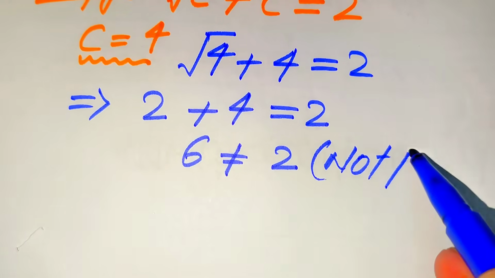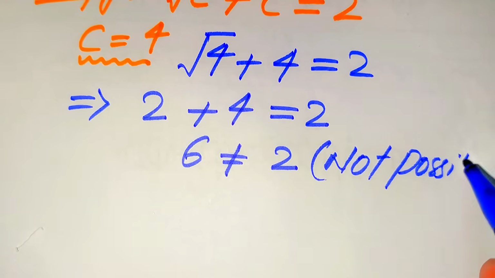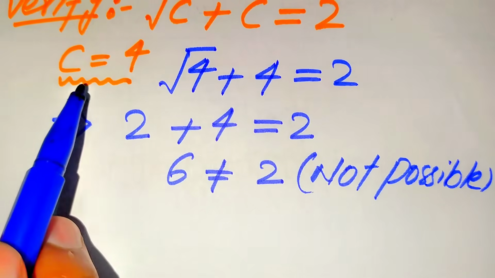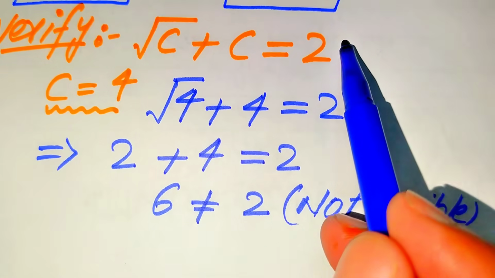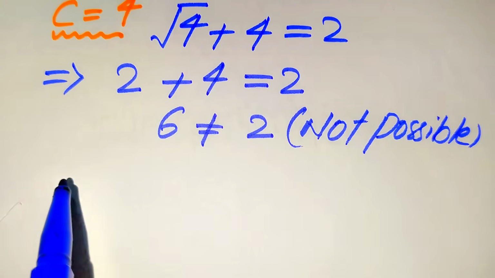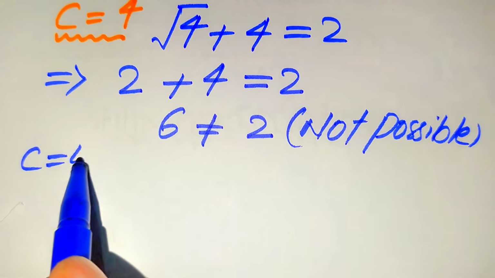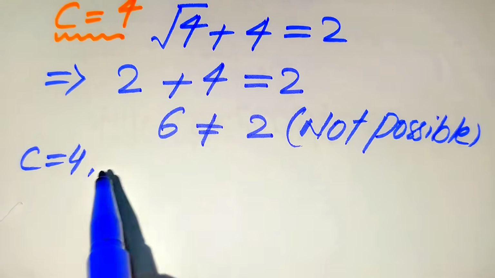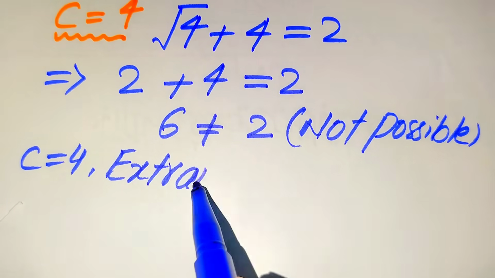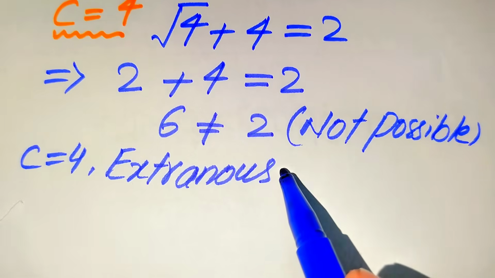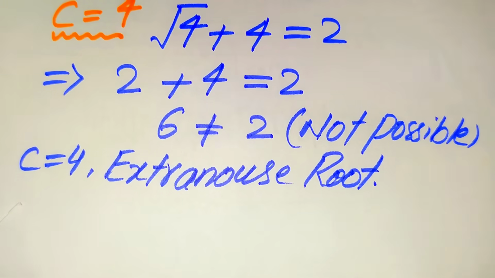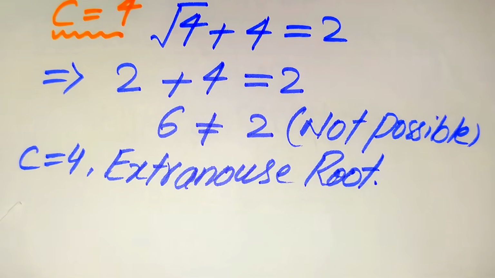It is not possible. So if it is not possible, this means that the value c is equal to 4 does not satisfy our given question statement. So if this is not satisfied, it means that c is equal to 4 is the extraneous root of the given equation. Okay, so this is called the extraneous root because it cannot satisfy our given question statement.